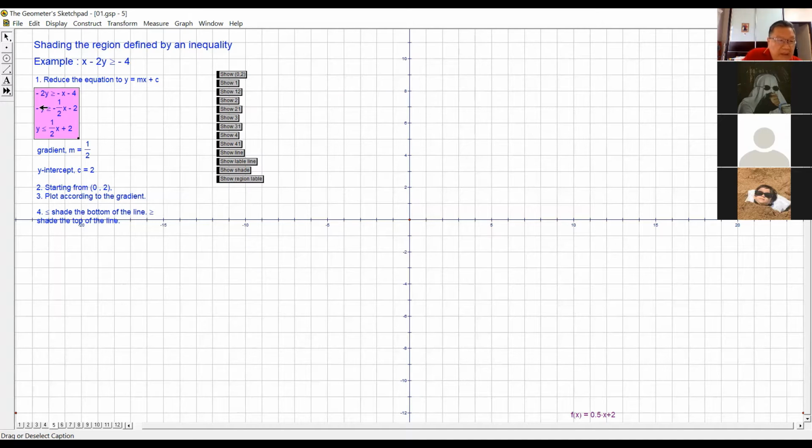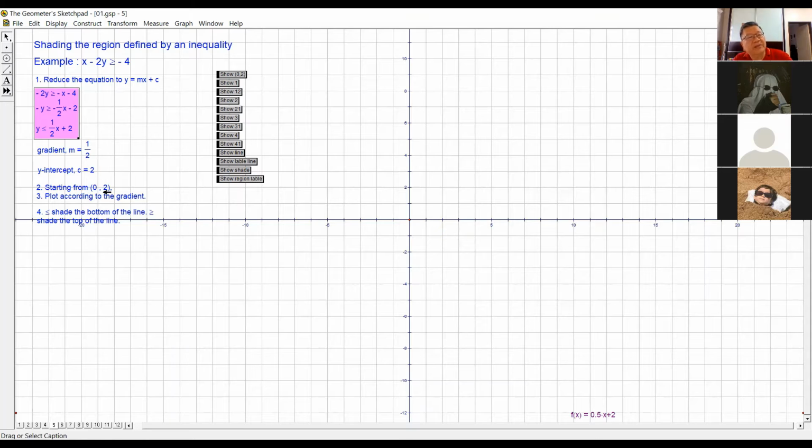But negative y is not the y equals to mx plus c. You have to change it to the positive y. So if you change the negative y to positive y, the inequality sign will change. Okay? So the inequality sign will change, and you have to take note of this. Okay, right. So from here, I extract the gradient. The gradient is 1 over 2. Then the y-intercept is 2.